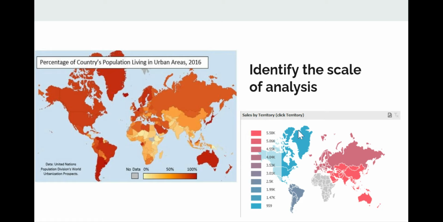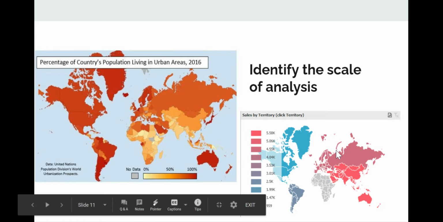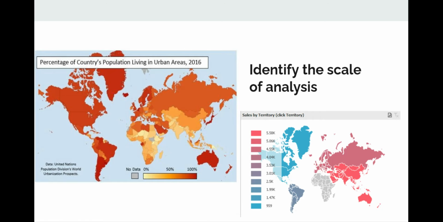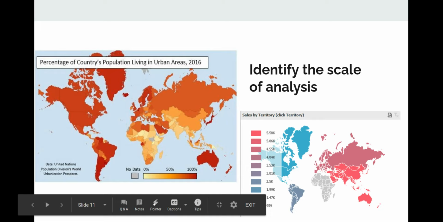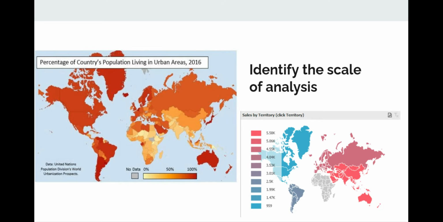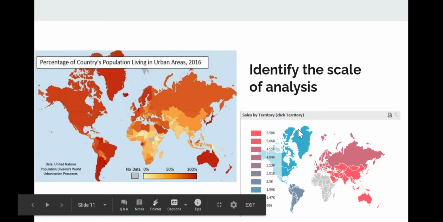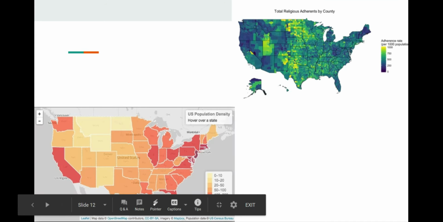Right? All right. Bottom right-hand corner, some sort of sales that are happening by territory. Sales of what? I do not know. But the information is aggregated or collected at the regional level. So the scale of analysis for this one is regional. The purpose of this map is to analyze the sales by territory at the regional level. All right, a few more.